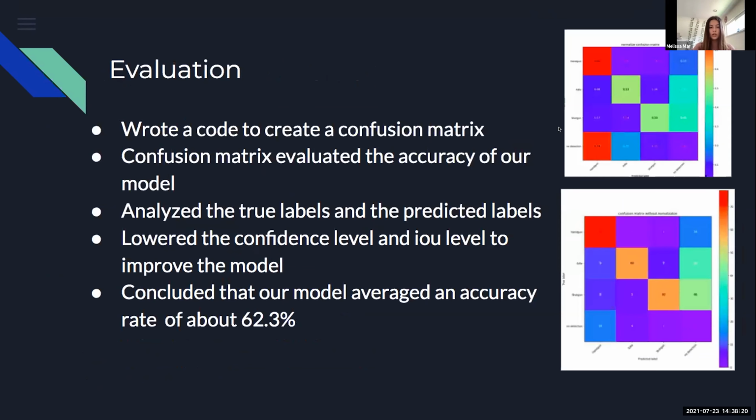To evaluate our model, we wrote code to create a normalized confusion matrix and one without normalization, which evaluates the accuracy of our model. We were then able to analyze the true labels and predicted labels. We lowered the confidence and IOU levels to better improve the accuracy of our model and concluded it averaged an accuracy rate of about 62.3%.